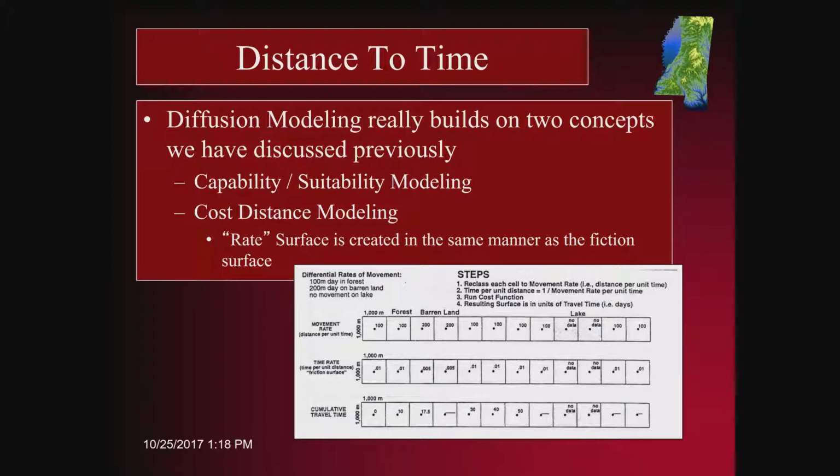All right, so what we're going to talk about today, diffusion modeling, really builds on two concepts. We talked about capability suitability modeling already. The other one is cost distance modeling. The reason we're going to use cost distance modeling rather than just distance, we could say something is just spreading a certain distance, but really, in order to throw in the fact that things can grow differently based on different conditions, we need to use cost distance modeling.